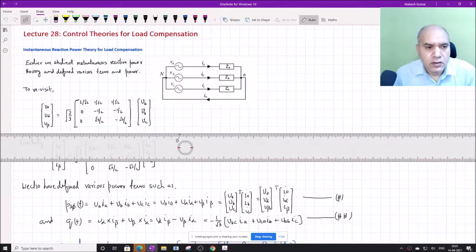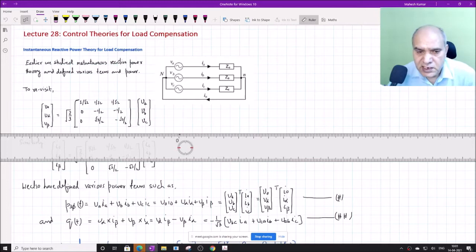So welcome to this 28th lecture. This is a new unit, that is control theories for load compensation. Now this discussion will be for the load compensation where the load configuration may be of any kind.